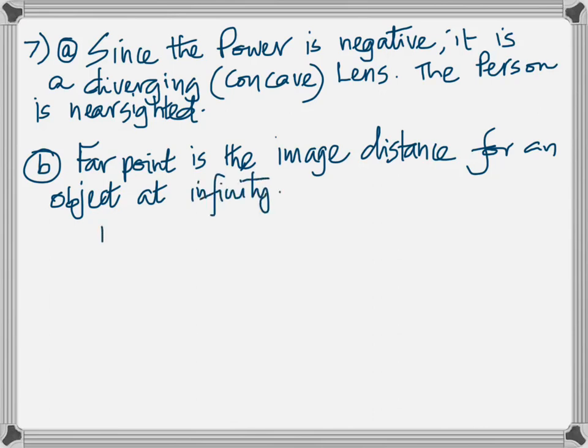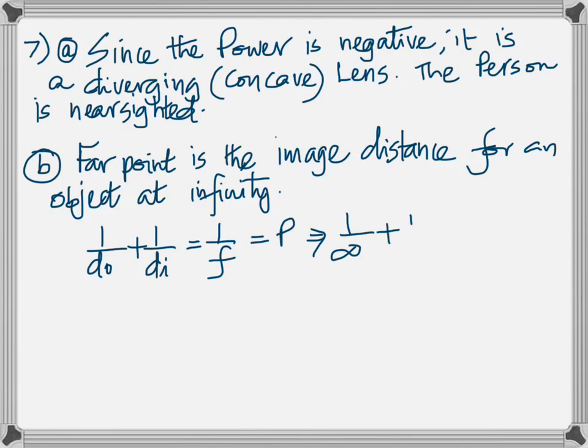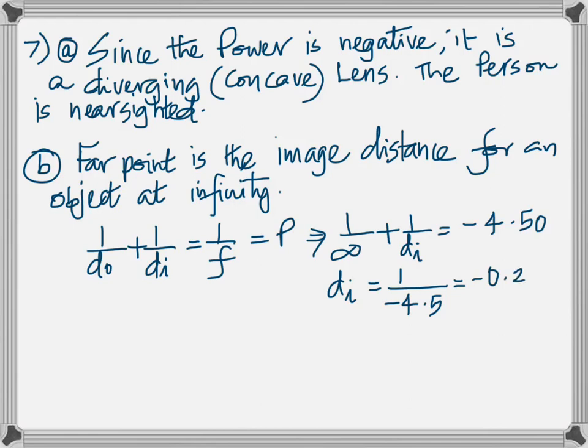So that's why I've written a statement that says an object at infinity. Therefore, we now know DO is infinite. And use the lens equation. Keeping that in mind, 1 by infinity gives 0. So you end up with 1 by DI is equal to negative 4.5. And that's the power, which is 1 by F. And so DI is just 1 by that, which gives you negative 0.222 meter, which is negative 22.2 centimeter.